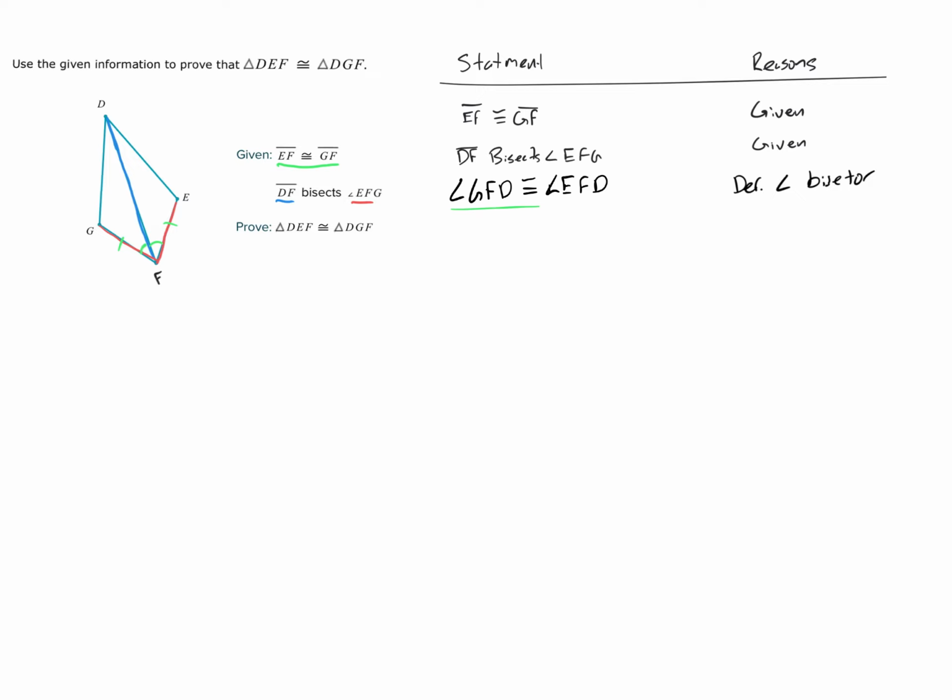Then also by the reflexive property, I know this line DF is going to be congruent to the line DF. And therefore, since we already used this point, we know this segment's the same as this one, this angle's the same as this one, and this side's the same as this one. So then I'll insert that into there, and that would be by side, angle, side.